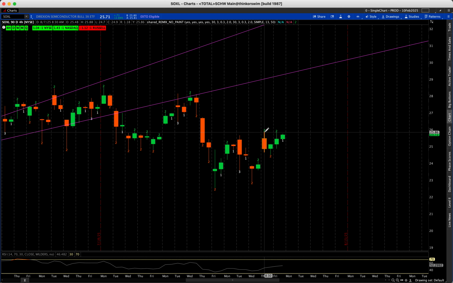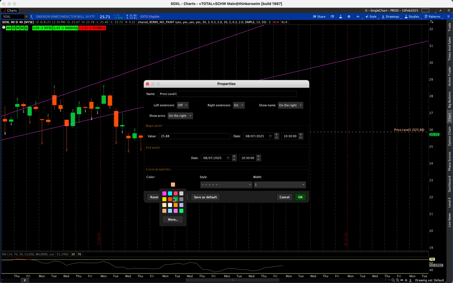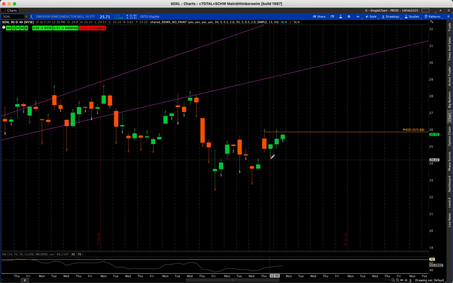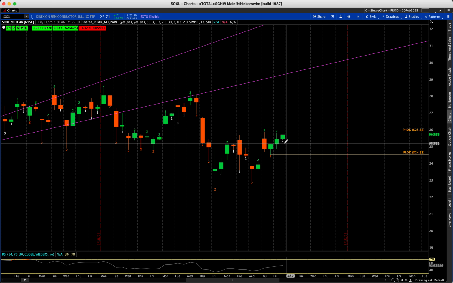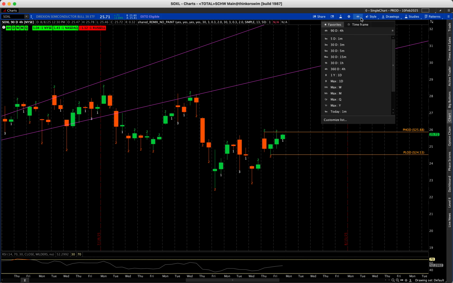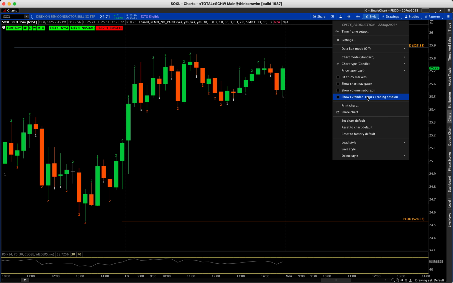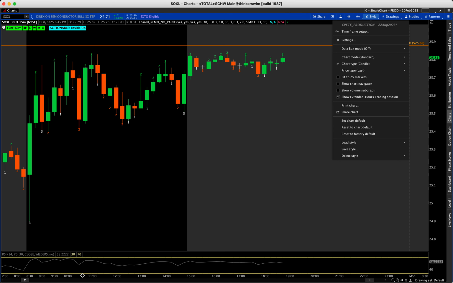This is Friday. We would have, on Thursday night, marked our previous high of day, which I mark with an orange solid line. PHOD, previous high of day. We mark our previous low of day. PLOD for previous low of day. We make that orange and solid. Right? And then we have our, let's go to a 15, our overnight high and overnight low, right?